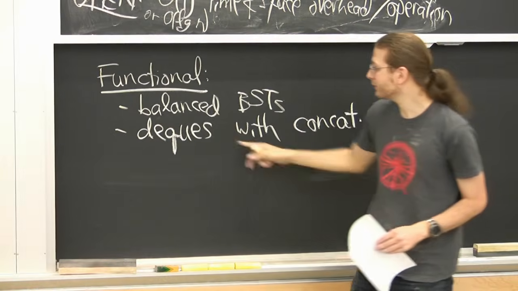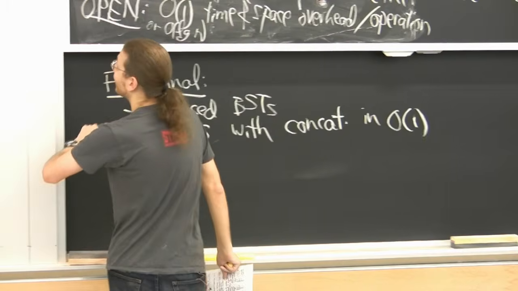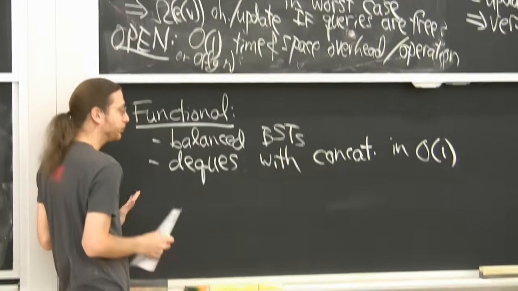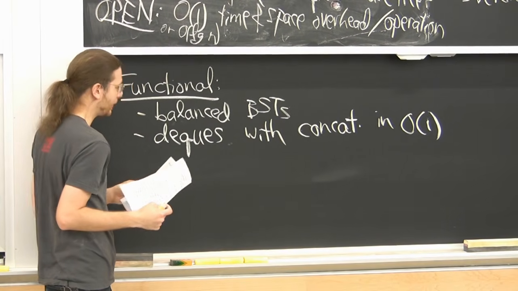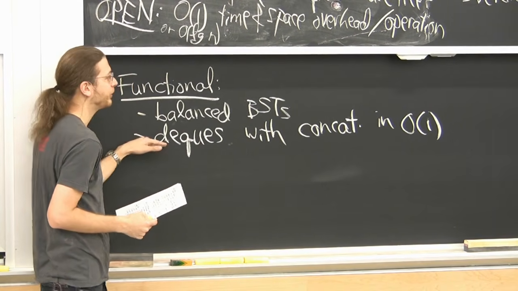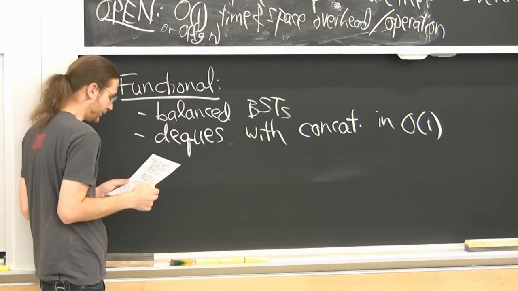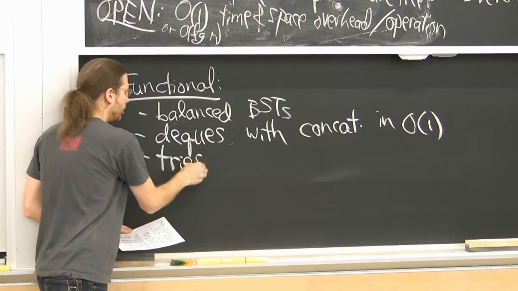This is cool. DEX are not very hard to make functional, but you can do DEX, and you can concatenate them like we were doing in the figure that's right behind this board. Constant time. Split is a little harder. That's actually one of my open problems. Can you do lists with split and concatenate in constant time? Functionally or confluently, persistently, or whatever. Another example, you can do a mix of the two.